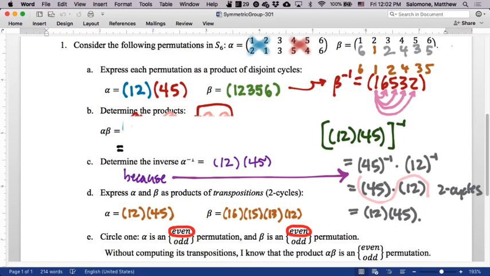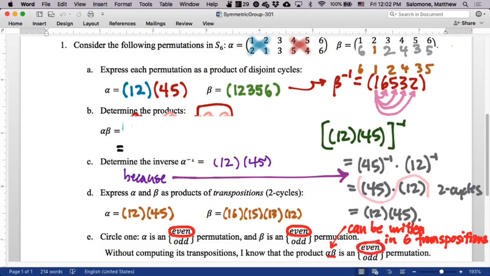You add the numbers of transpositions, right? 2 transpositions coming from alpha, 4 coming from beta. So alpha beta we can write using how many transpositions? At most 6. But alpha beta definitely can be written with 6, 2 plus 4 transpositions. Which would mean that it's what kind of permutation? It's an even permutation.